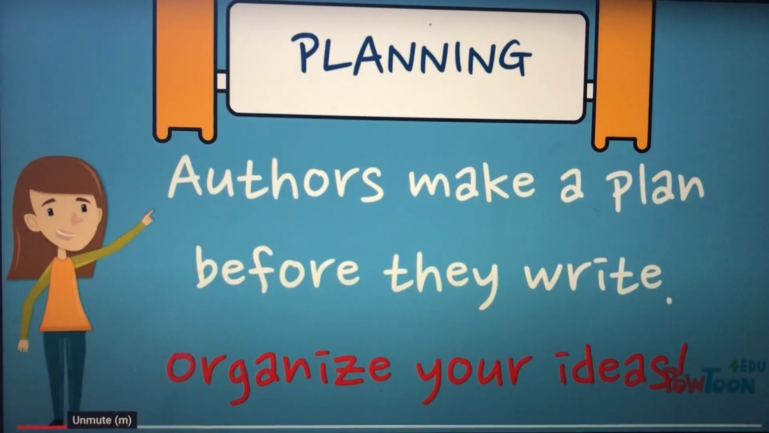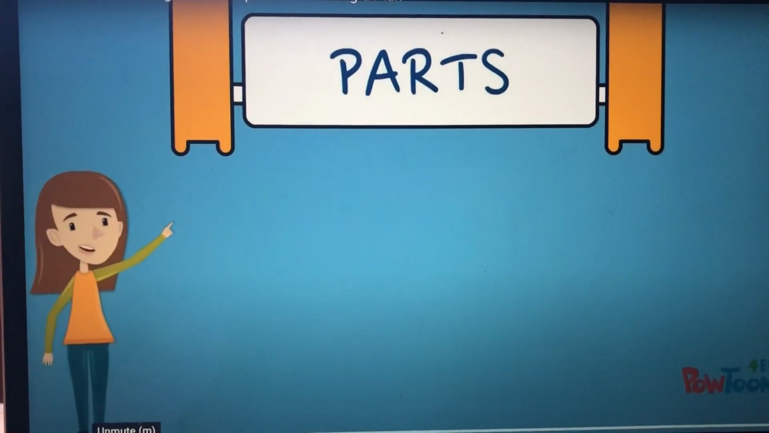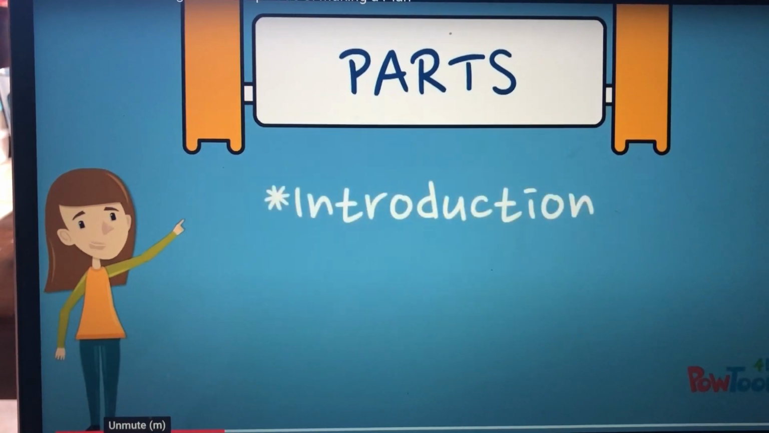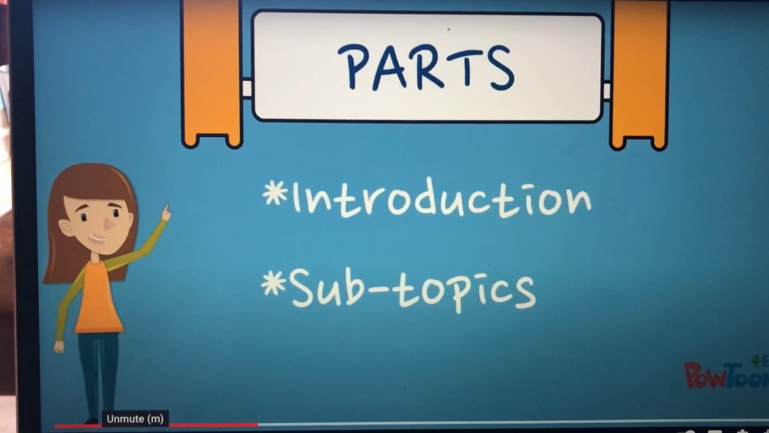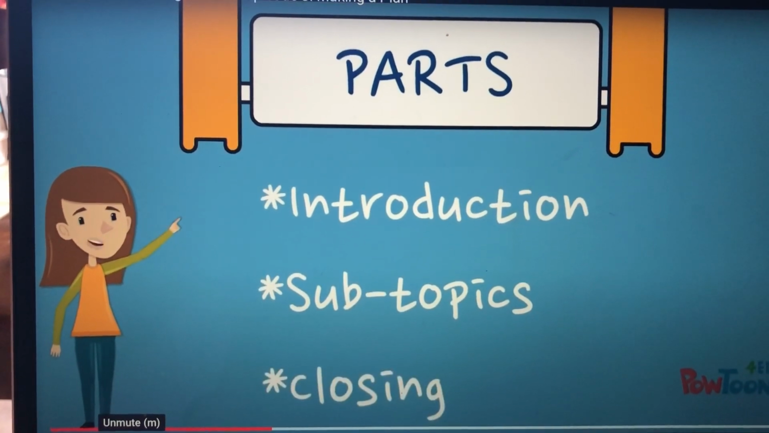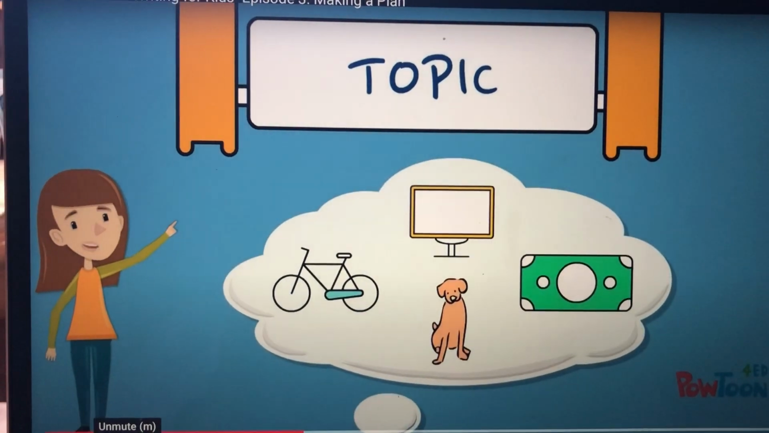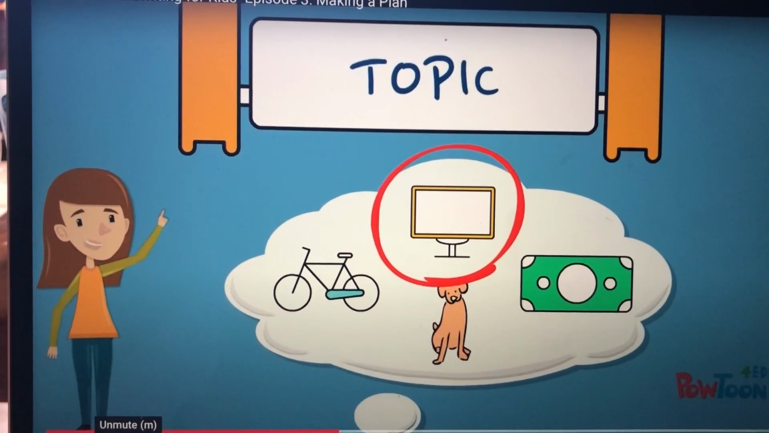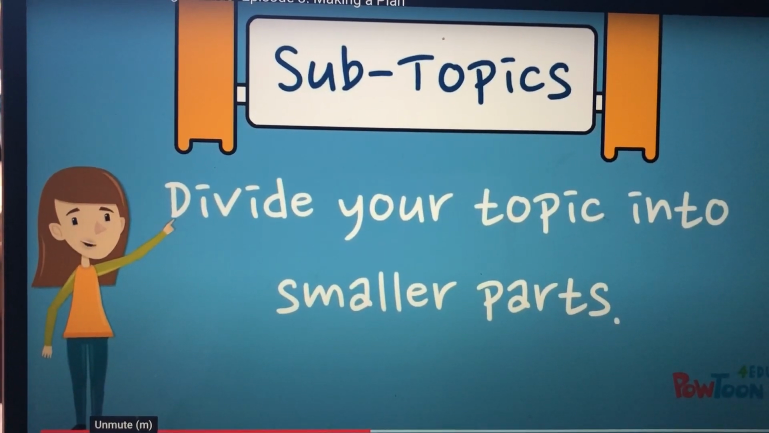Authors always make a plan before they write. That way they can organize their ideas. Now, here are the parts I'm going to include in my plan. We always have an introduction where you tell the reader what you're going to be writing about. Then subtopics. Subtopics are parts that you want to include. And then the closing where we summarize it all. Now, we decided my topic was going to be on computers. So now I can get my thoughts together and plan my subtopics. They divide your topic into smaller little sections.